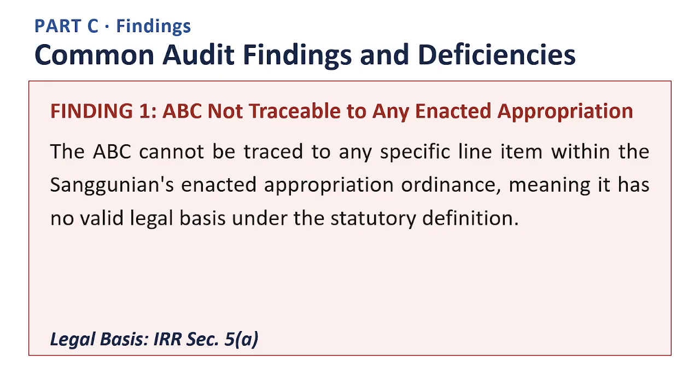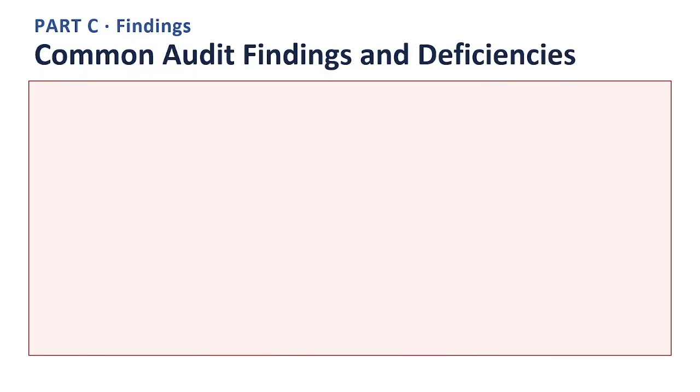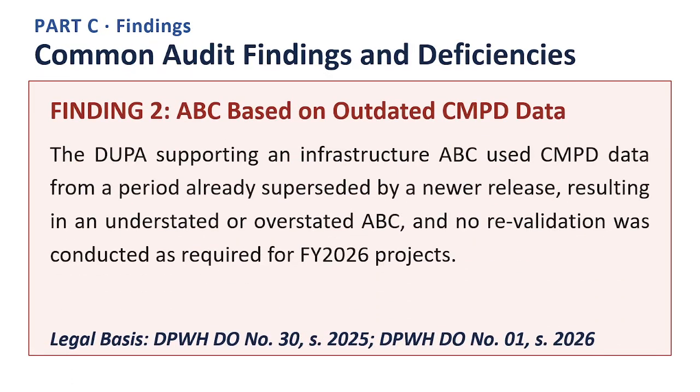ABC based on outdated CMPD data. The DUPA supporting an infrastructure ABC used CMPD data from a period already superseded by a newer release, resulting in an understated or overstated ABC, and no revalidation was conducted as required for FY 2026 projects. The legal basis for this finding is DPWH Department Order No. 30, Series 2025, DPWH Department Order No. 01, Series 2026.